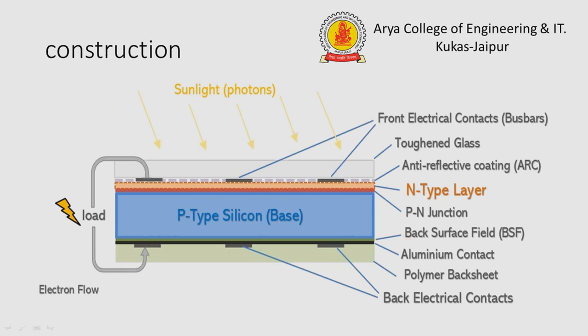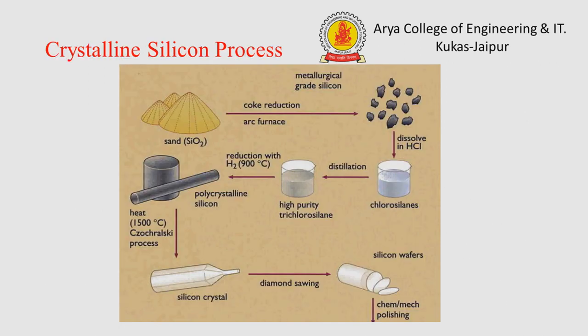After that, there is a back surface field, aluminum contact, polymer back sheet, and back electrical contact. So these are the basic elements of a solar cell. Now, how is a solar cell formed from crystalline silicon?